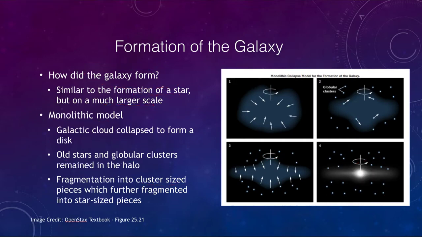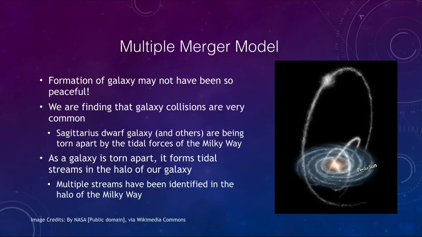Now, if we look at another way of thinking about this, it is what we call the multiple merger model, that there may have not been a peaceful formation of the galaxy. Essentially, what we have been finding now is that galaxy collisions are incredibly common. They occur all the time.